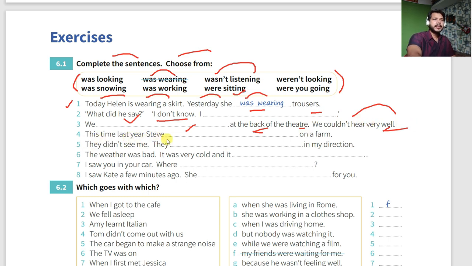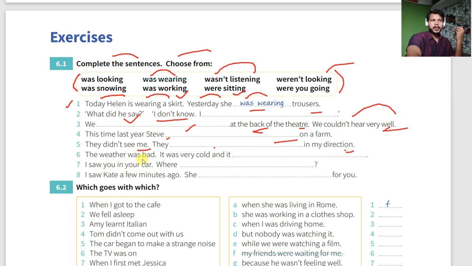This time last year, Steve was working on a farm. So last year Steve was doing something on a farm. They didn't see me. They were looking in my direction, no, they weren't looking in my direction. That's why they didn't see me.